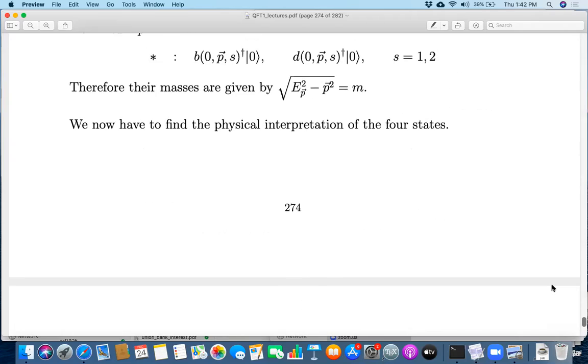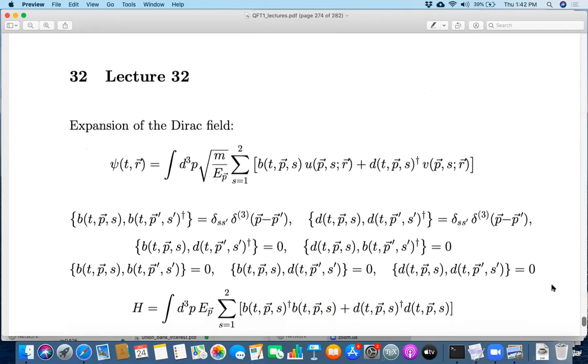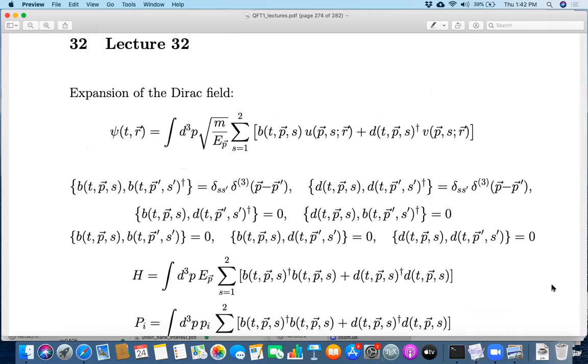Okay, so if not, let me proceed. What I'll do is first begin by reviewing the last slide of the last lecture, with the collection of all the results, and then we'll proceed from there.